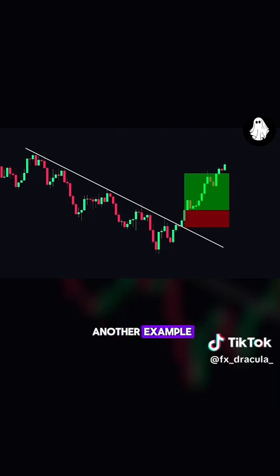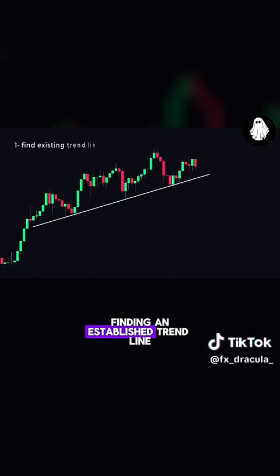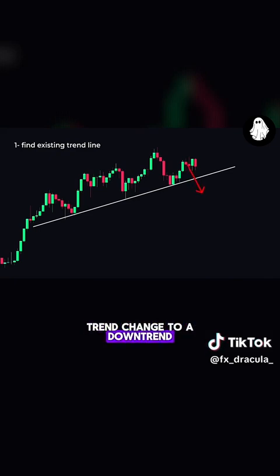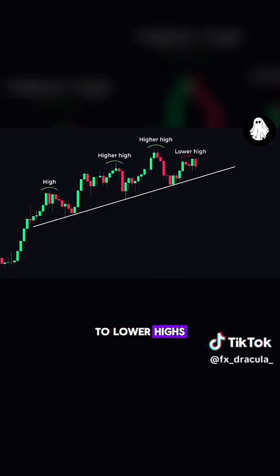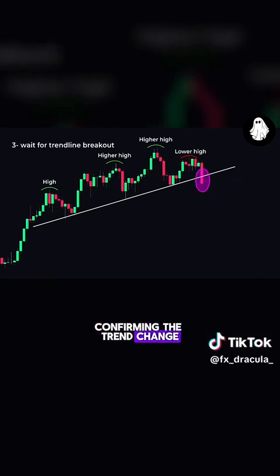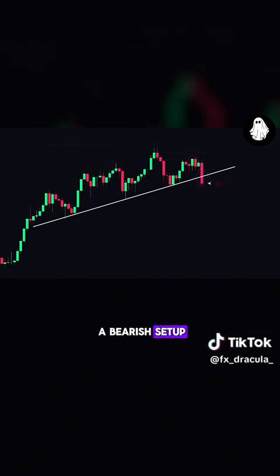Now, let's look at another example. Again, the first step is finding an established trend line. In this case, it's an uptrend, meaning we're looking for a trend change to a downtrend. Next, we identify momentum loss by looking at the market structure. And here we can see that price shifted from making higher highs to lower highs, signaling that this existing uptrend is getting weaker. Once this happens, we wait for the price to close well below the trend line, confirming the trend change. And because this is a bearish setup, we take a short position. Next, a stop loss could be placed slightly above the trend line break, and a take profit at 2 times the stop loss size. And as you can see, price went down and hits our take profit.